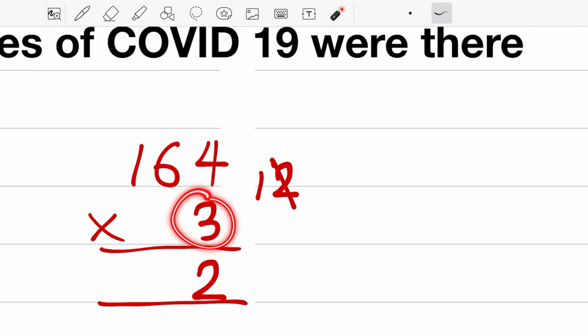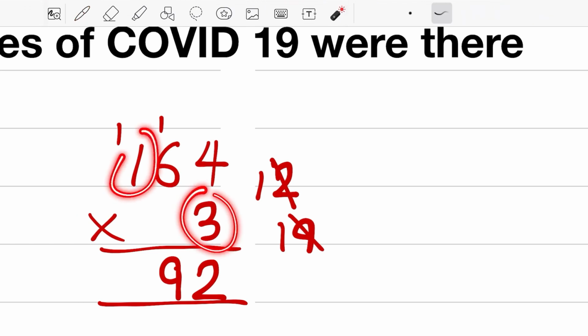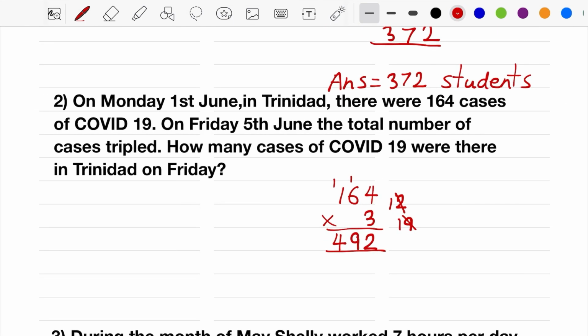Then we have 3 times 6 is 18. And 18 plus 1, that's the 1 from the 12. 18 plus 1 is 19. So we bring the 9 inside and we carry over the 1. 3 times 1 is 3, plus 1 is 4. So your answer is 492 cases.